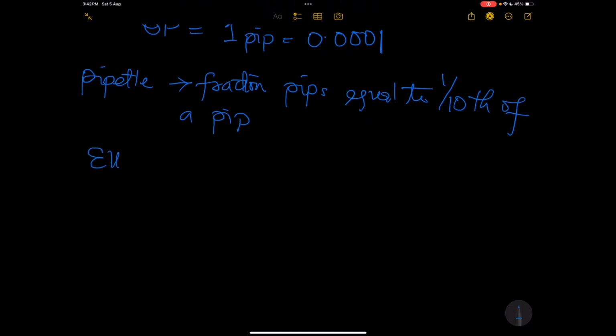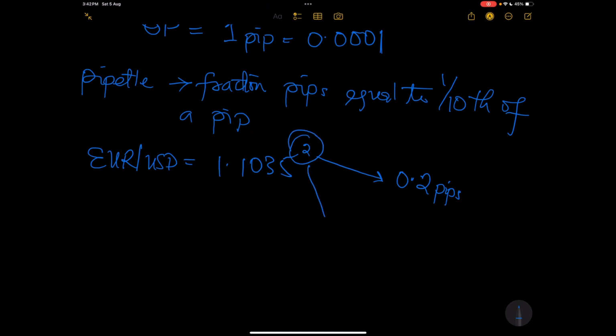So let's give another example. I don't know if you've seen this thing before on a pair. Let's say you have EUR 1.1035, and you saw something like this, a 2 on top of it. If your MT4 is on advanced mode, you will be able to see the pipettes, those tiny digits on top. Now this simply means 0.2 pips. This is a pipette. This is 2 pipettes, and 2 pipettes is equal to 0.2 pips.